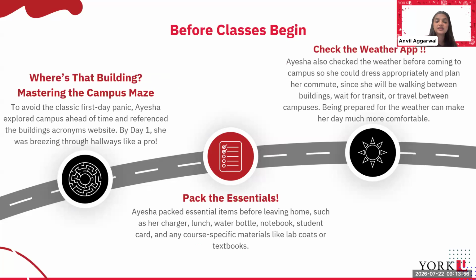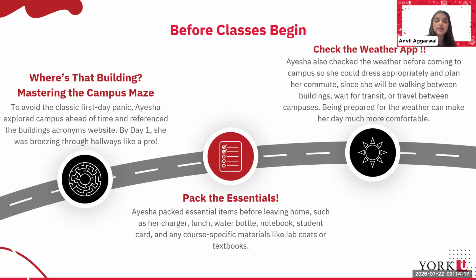Aisha also prepared for the practical side of coming to campus. She checked the weather before leaving home so she could dress appropriately, especially because she may need to walk between classes, wait for transit, or travel between campuses. She packed essentials such as a charger, lunch, water bottle, notebook, student card, and any course-specific items you might need, like textbooks or lab items.